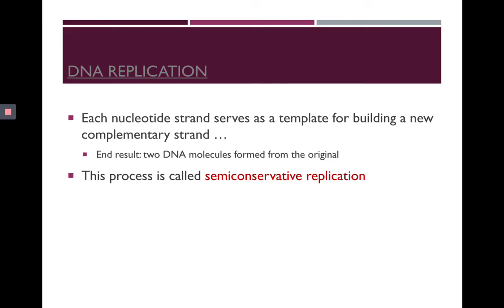And DNA replication in eukaryotic human cells is semi-conservative. And what this means is that our DNA molecules during S phase split, and each strand of the double-stranded DNA gets a new strand. So each new strand of replicated DNA would have an old and a new strand. That means that each nucleotide strand is going to serve as a template for building a new complementary strand. So we'll get two DNA molecules formed from the original, but again, semi-conservative, because the replicated DNA, each piece, would have a new and old strand.